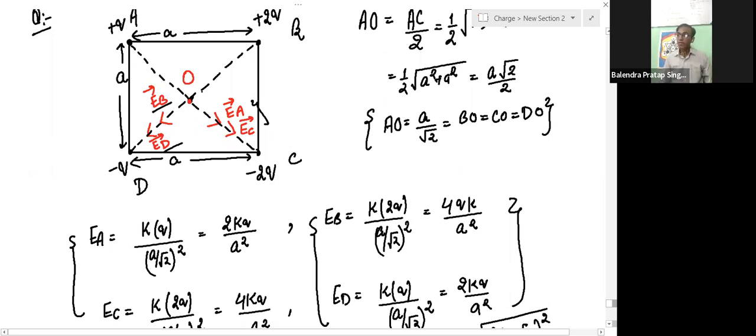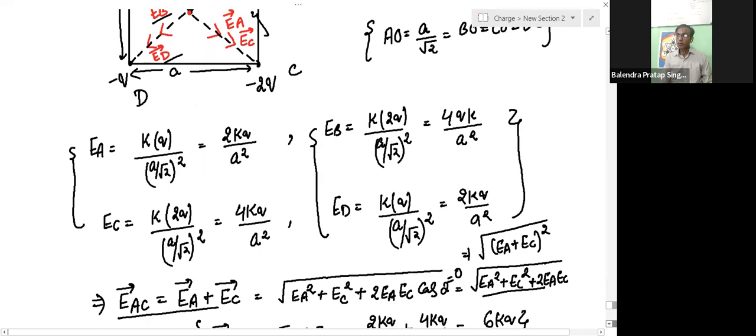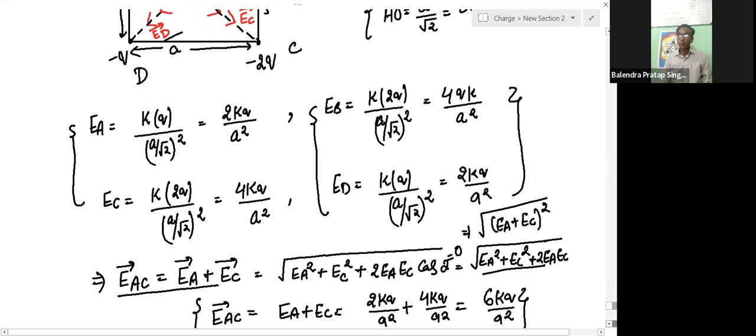Now take a note of this problem. It's very simple. Try to solve it.